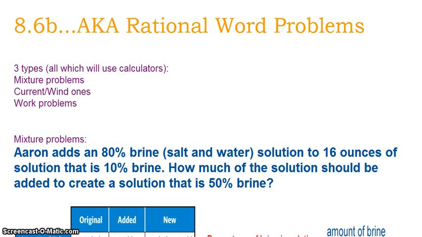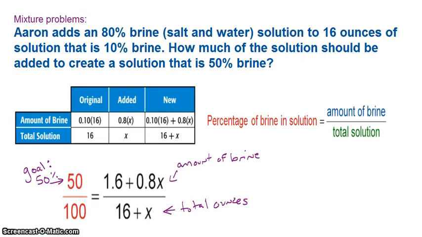So for mixture problems, for example, if I had Aaron adds a 80% brine, which is salt and water, solution to 16 ounces of a solution that is 10% brine, how much of the solution should be added to create a solution that is 50% brine? So with these, I think it's definitely best to set up a table to kind of contextualize what we're looking at.